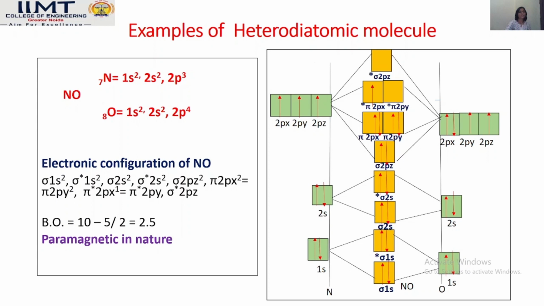Bond order of nitric oxide is 2.5. As shown in the figure, in antibonding the total number of electrons is 5, and in bonding molecular orbitals the number of electrons is 10. In the last orbital, the pi star 2px orbital, it contains 1 electron. So it is unpaired. It shows paramagnetic nature due to the 1 unpaired electron in the pi star 2px orbital.